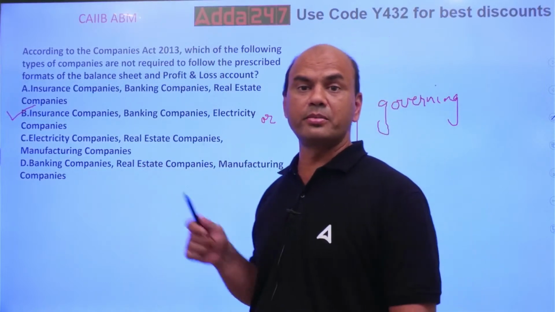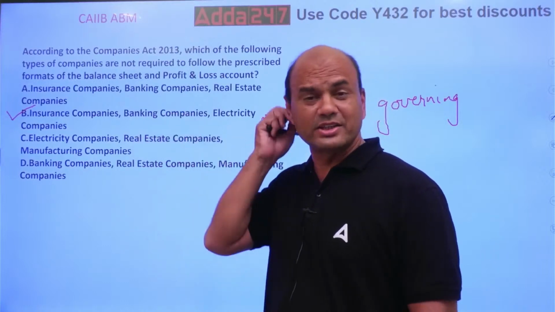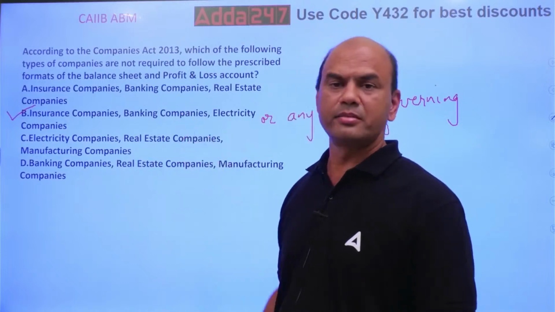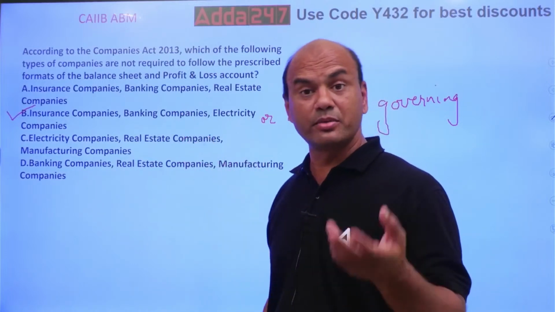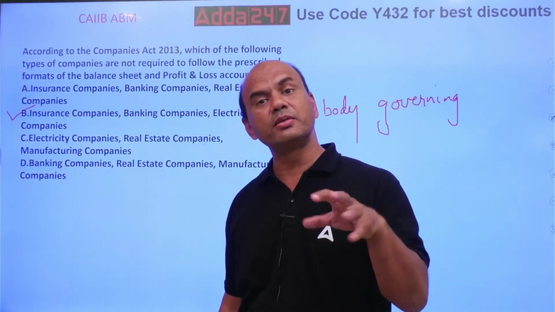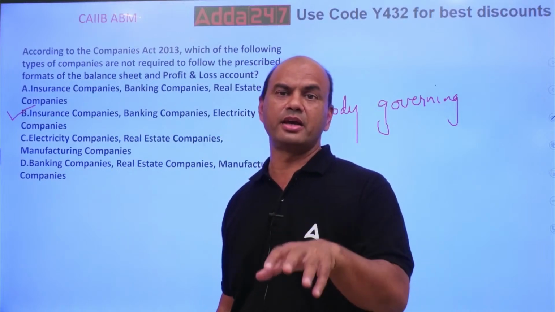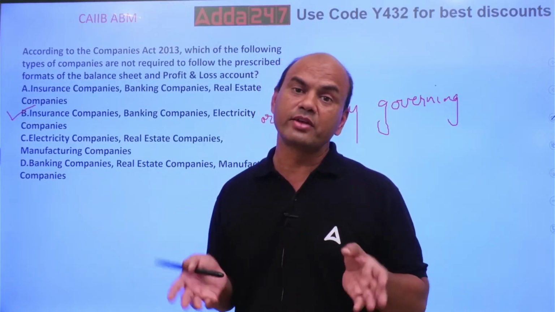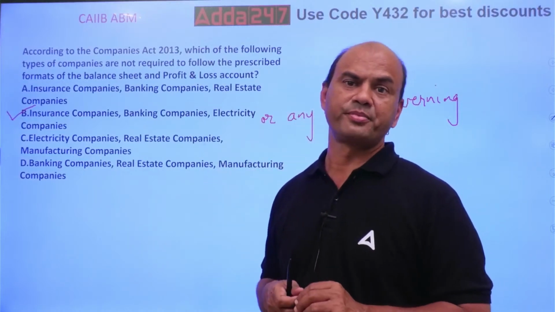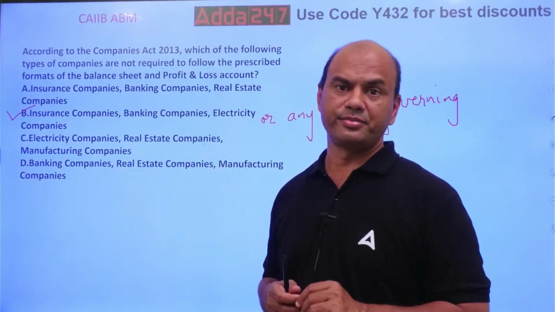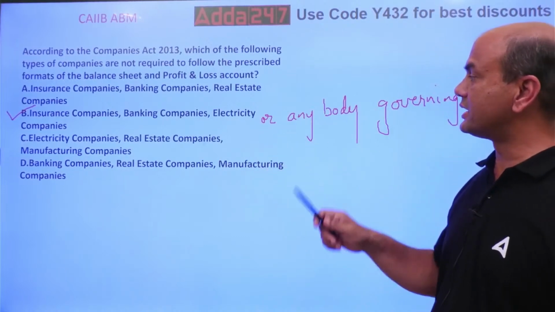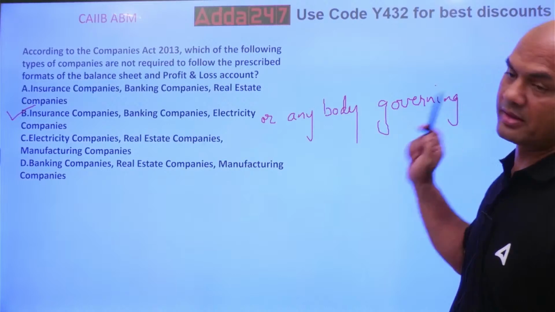Understand one peculiar point about all these. Insurance companies are governed by whom? Insurance is governed by IRDA, banking by RBI, electricity by the Electricity Board. One thing you note: these governing bodies have given a typical format of balance sheet and P&L to these companies, so they have to follow that format. That's why I have written insurance companies, banking companies, electricity companies, or any body governing.